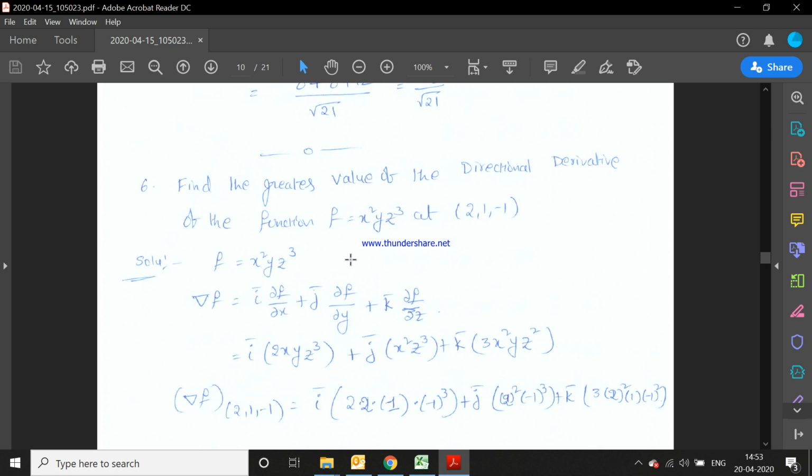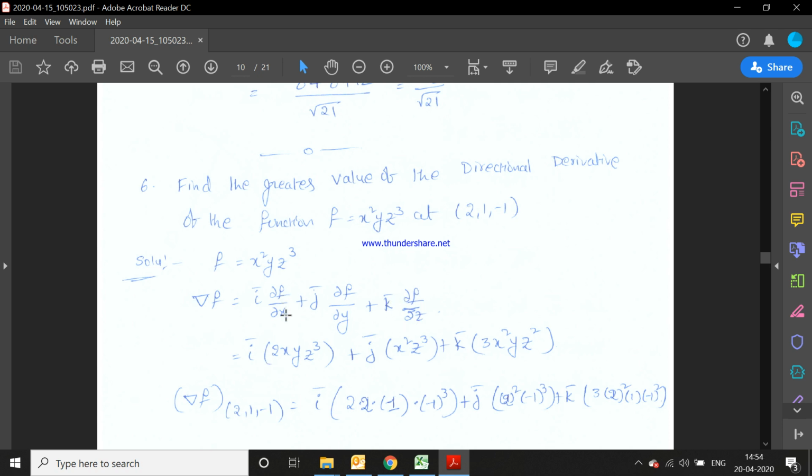So that's why you have to find del f and substitute the point (2, 1, -1) after getting the vector. Then you can find the length or modulus of that vector, which is called the greatest value. So first find del f. f = x²yz³. Del f = i bar ∂f/∂x + j bar ∂f/∂y + k bar ∂f/∂z.